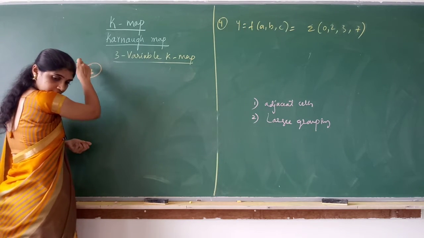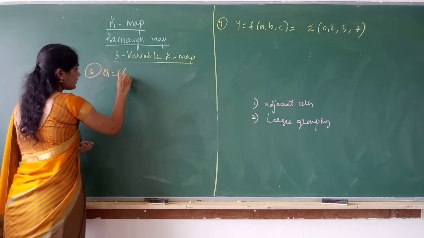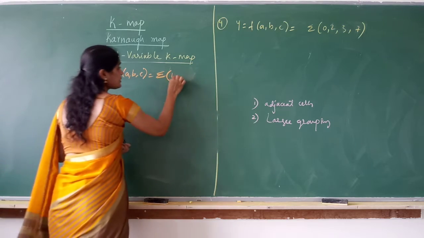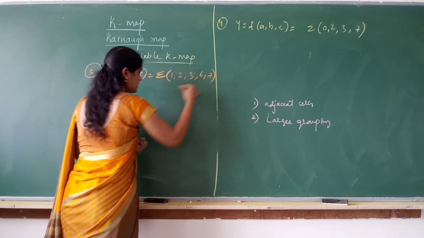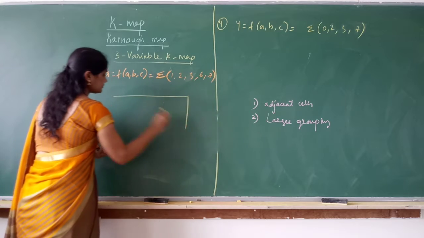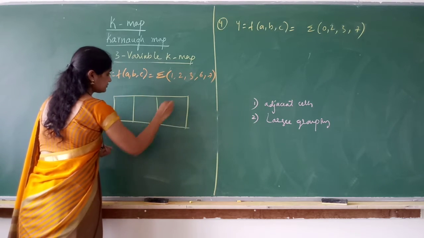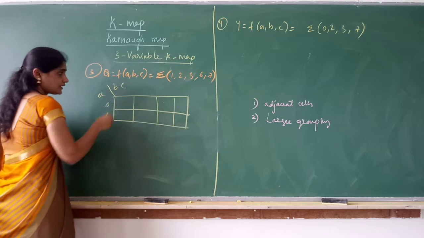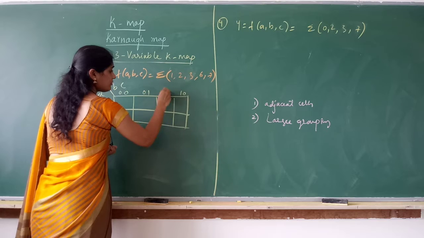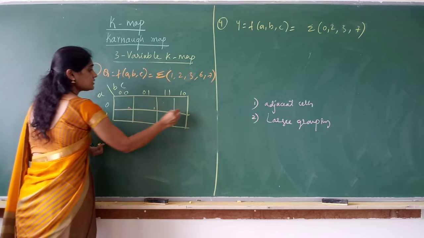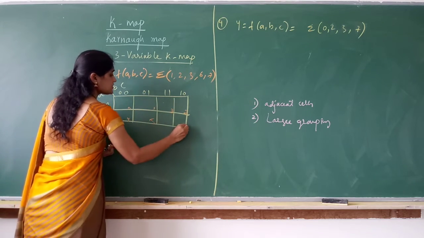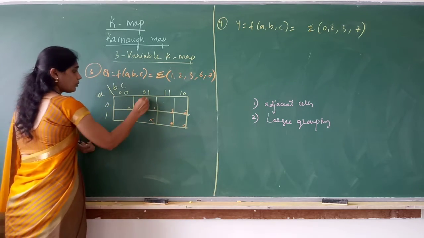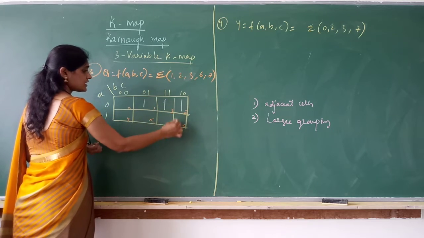Third problem. Q is equal to f of A, B, C is equal to summation 1, 2, 3, 6, 7. I write the K-map fast. A, B, C. 0, 1, 0, 0, 0, 1, 1, 0, 1, 1. So this is going to be 0, 1, 2, 3, 4, 5, 6, 7. Now what are the min terms? 1, 2, 3, 6, 7. Put 1 for 1, 2, 3, 6, 7.